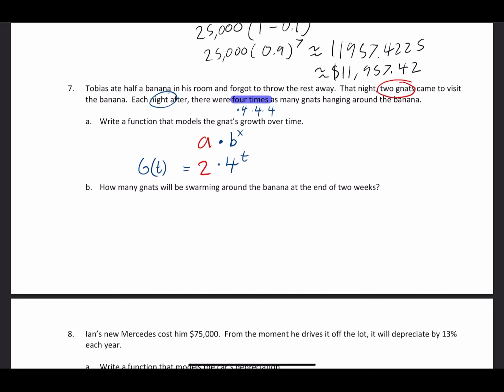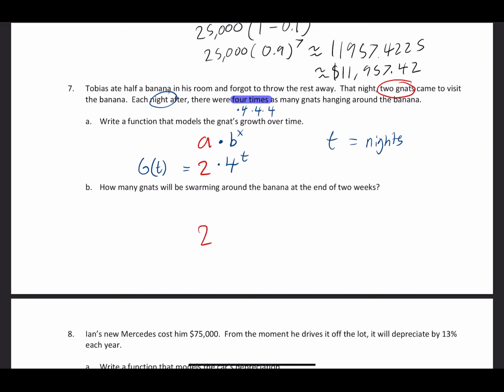Okay, how many gnats will be swarming around the banana at the end of 2 weeks? Well, remember, this function is in terms of nights passed, not weeks. We can't just plug in 2. So how many nights are in a week? Well, there's 7 days in a week, so there should be 7 nights in a week. And there's 2 weeks, so 14 nights. 14 nights pass. How many gnats should there be?